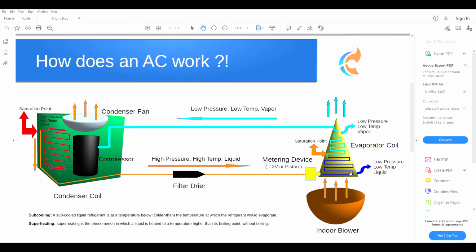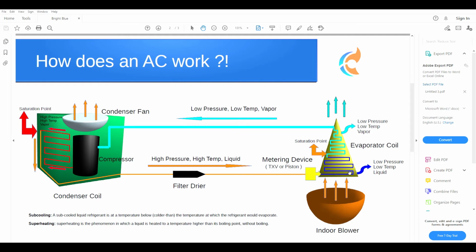This liquid refrigerant, which is very low on pressure and also low on temperature, according to the combination of Boyle's and Charles' law, which indicates that as the pressure drops, the temperature drops as well.